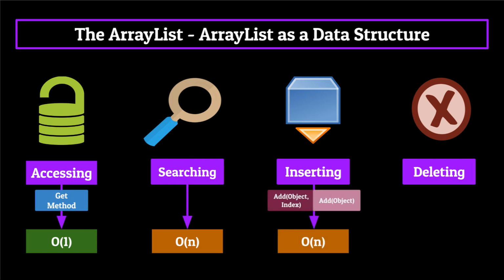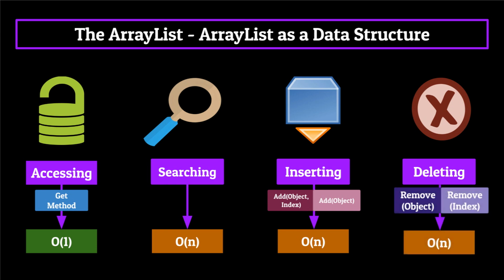Now inserting into the array list is going to be O of n, because worst case scenario, if we are inserting an element at the beginning of the array list, we need to shift every element after the index we're inserting to the right one, just like we needed to do for the array. This requires a number of operations equal to the size of the array, making inserting O of n.